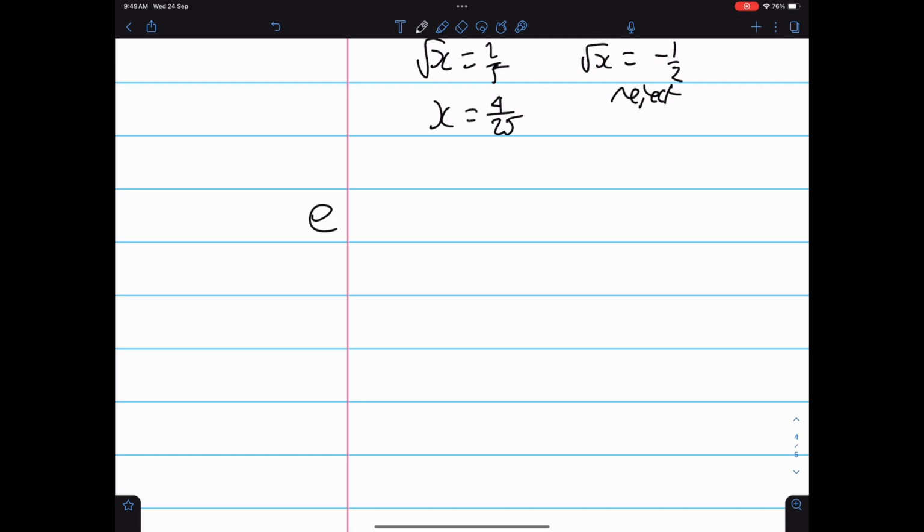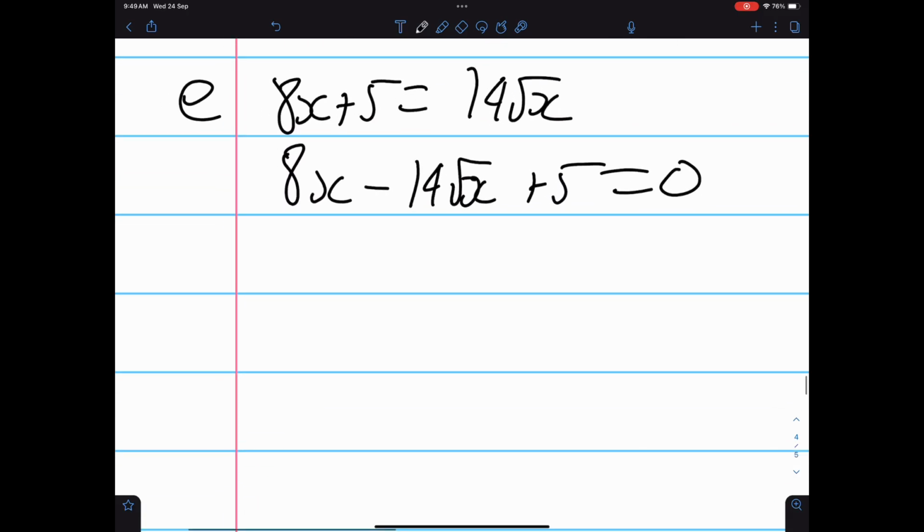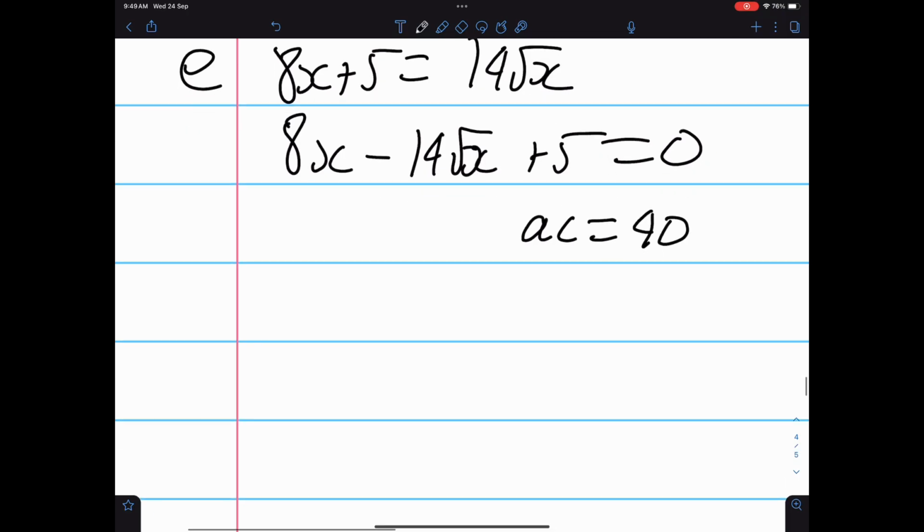E. 8x plus 5 equals 14 root x. Therefore, 8x minus 14 root x plus 5 equals 0. AC equals 40. So we need two numbers that multiply to 40.